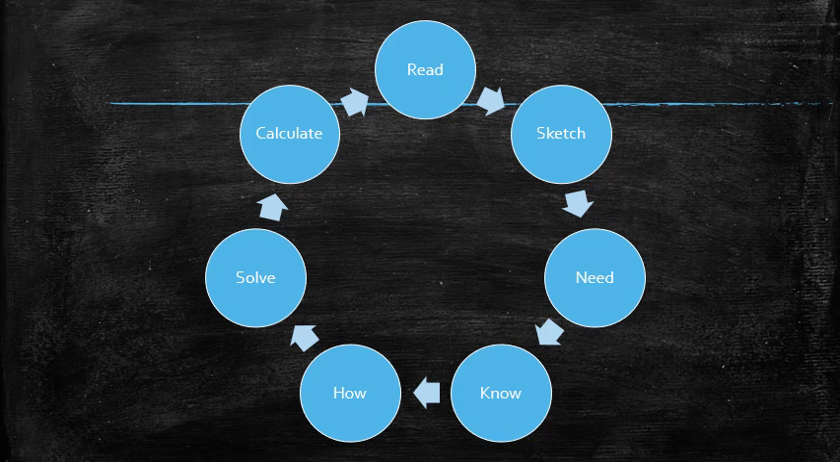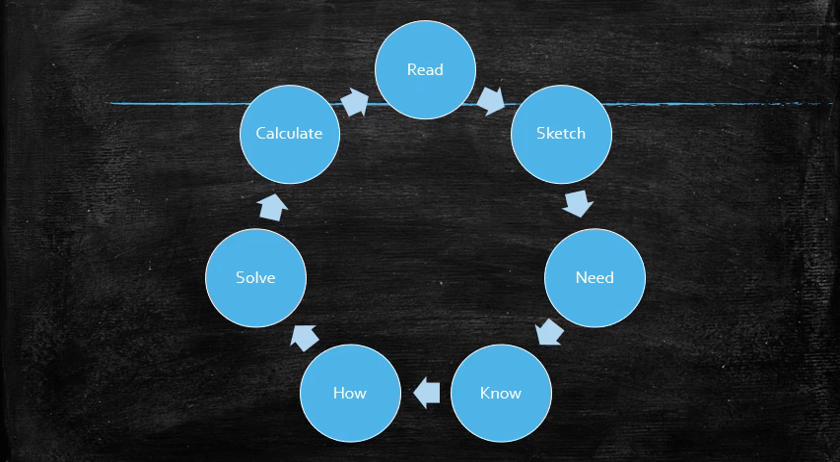To solve a problem, there are some basic techniques. First of all, we need to read the problem carefully and visualize it. Then we need to sketch the problem if we can. Then the need. We have to know what we need from this problem, or what the problem needs. So we need to write down the needs, making a list of the unknowns.